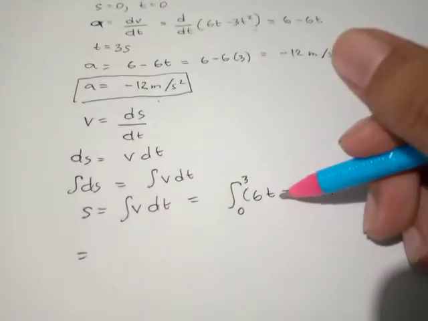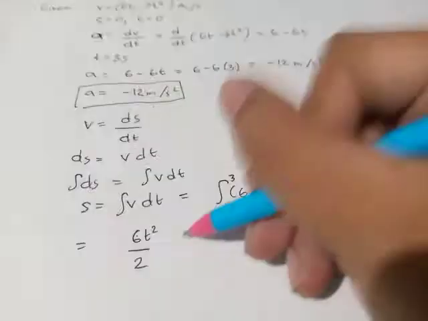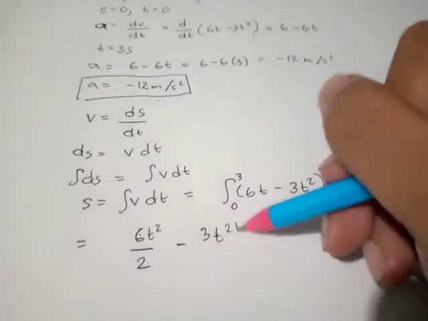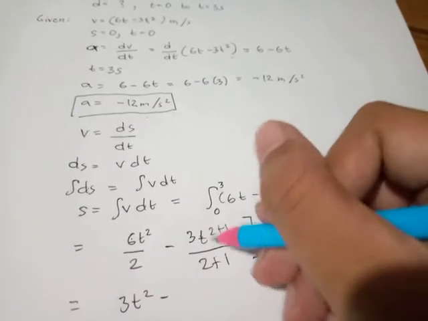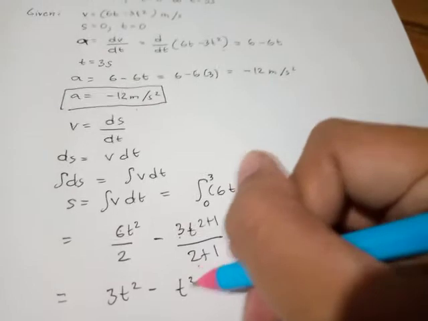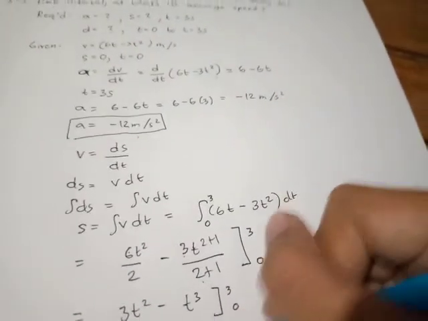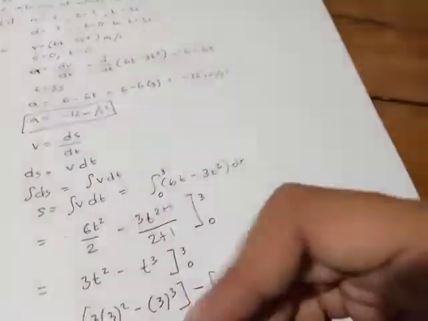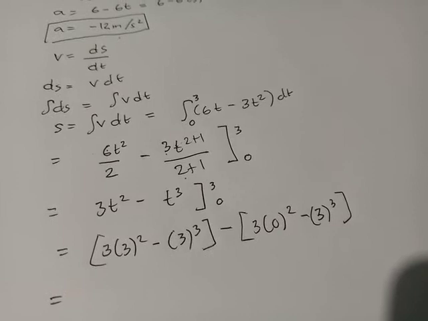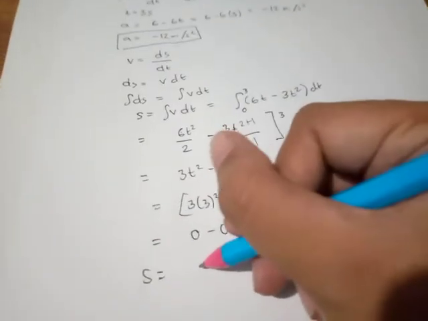So, you integrate that one. So, 6t squared over 2, minus 3, dagdagan mo yung power, t to the 2 plus 1 over 2 plus 1. The limits is from 0 to 3. So we have 3t squared minus, yung 3 na sa ibaba, t cube na to, from 0 to 3. Upper limit is 3, minus 3 times 0 squared minus 3 cubed. So therefore, compute natin, 27 minus 27, 0 dito.